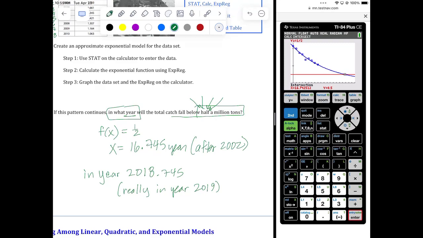2018 has already come and gone, and we're already 3/4 of the way into the next year. What's the next year after 2018? 2019. So that's the answer. It takes place in 2019. January, February, March, April, May, June, July, in September. Sometime in September. In September of 2019.